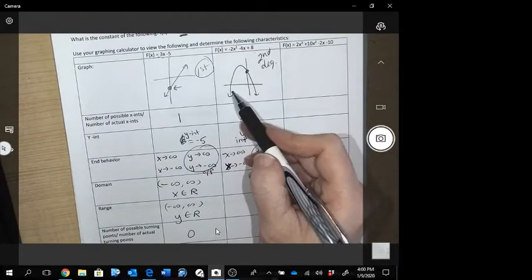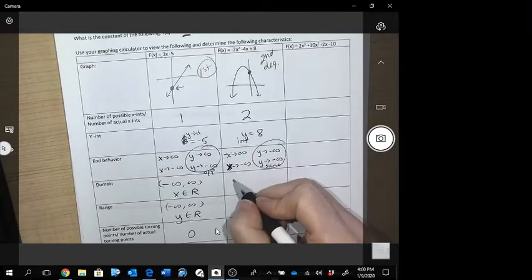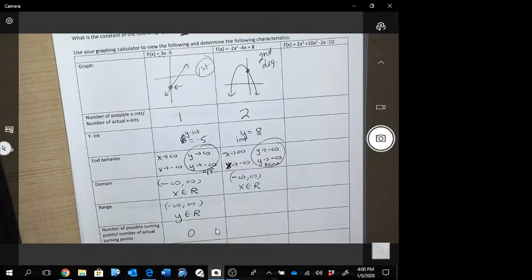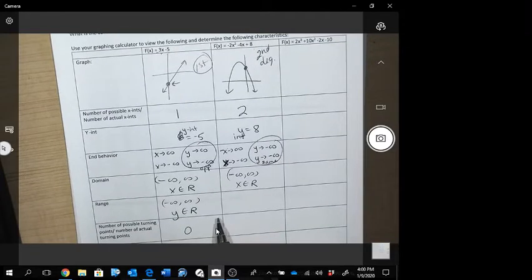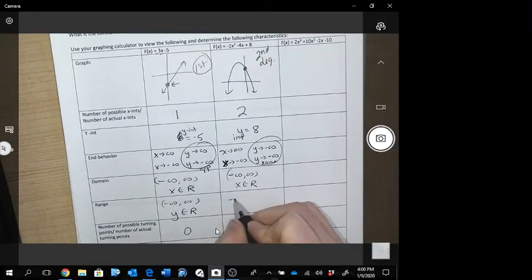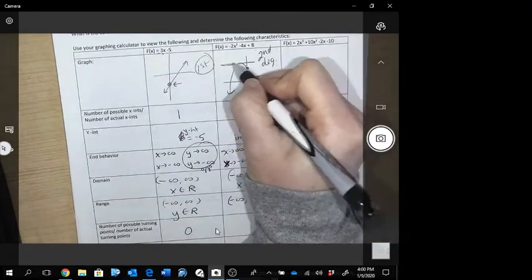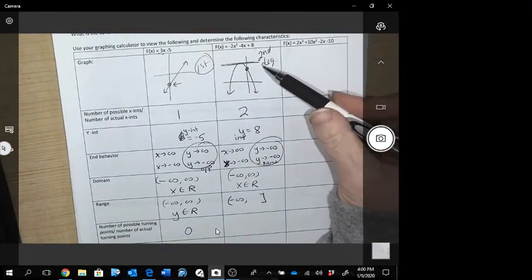Okay, the domain, this is going to go forever this way and forever. So same as that other one. Okay, the range is different though. The range is going to go from negative infinity up to a specific height. You can see it stops right there.